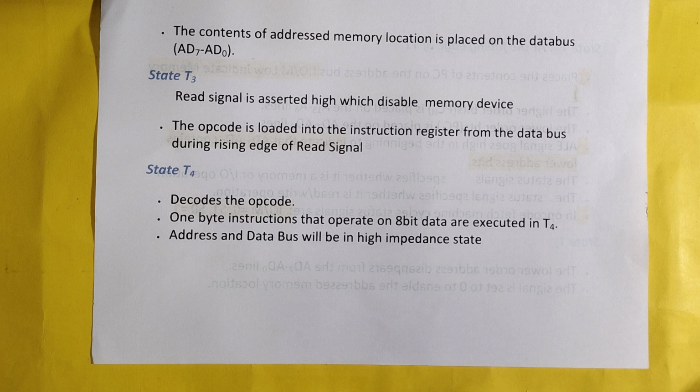In T4, the microprocessor decodes the opcode and, on the basis of the instruction received, decides whether to enter T5 or to enter T1 of the next machine cycle of the 8085 microprocessor. 1 byte instructions that operate on 8-bit data are executed in T4, for example MOV, ANA, ADD, INR. For 1 byte instructions which operate on 8-bit data, everything is available in the internal memory of the 8085, that is, registers.